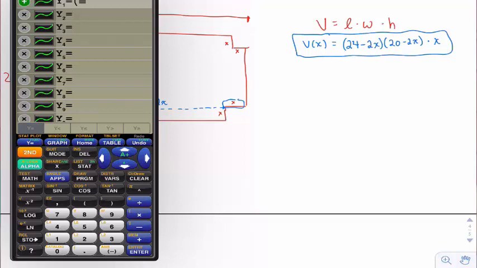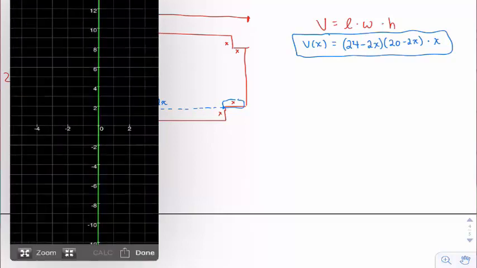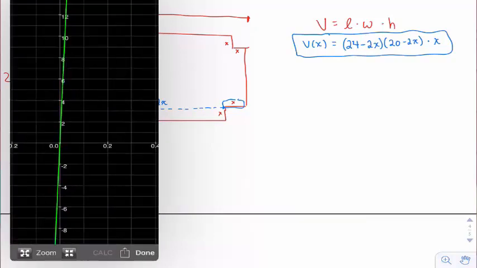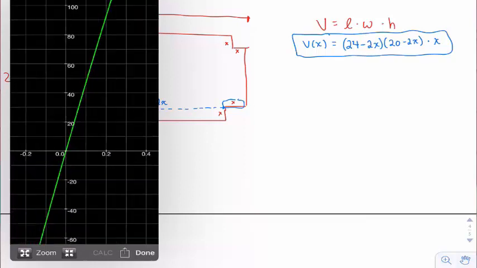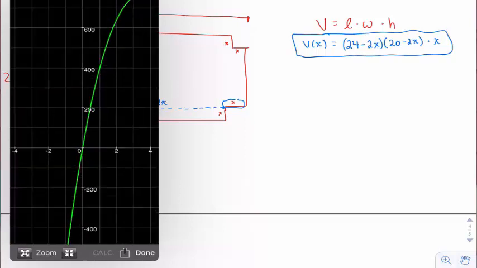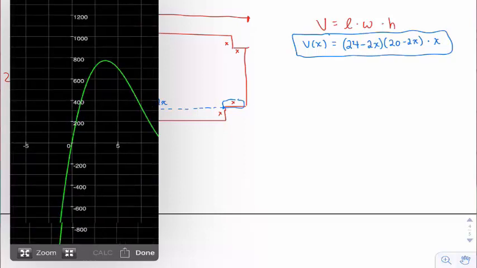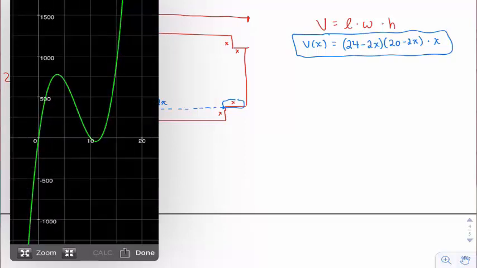So here we have 24 minus 2x. I'm going to just type this in. I have 20 minus 2x, and I have x. Now this is going to be a cubic function. And if you graph it, depending on your window, you may have a hard time seeing it. So again, this is super hard to see, but here's your graph.